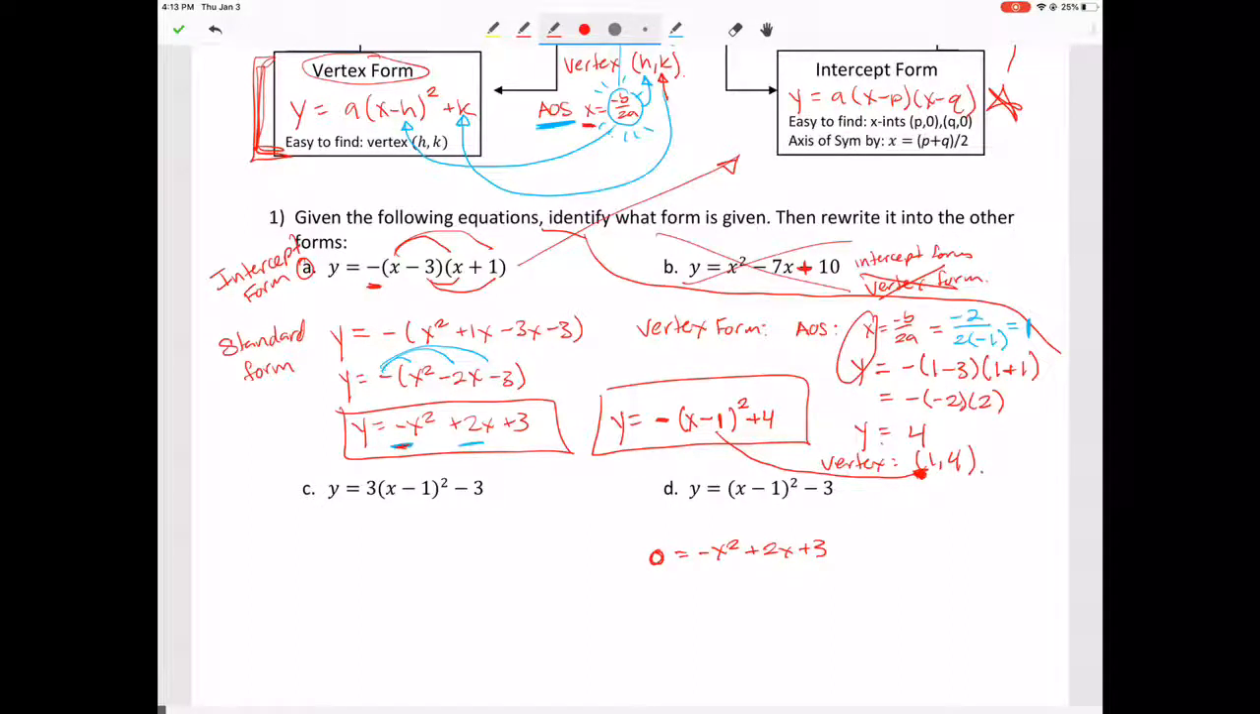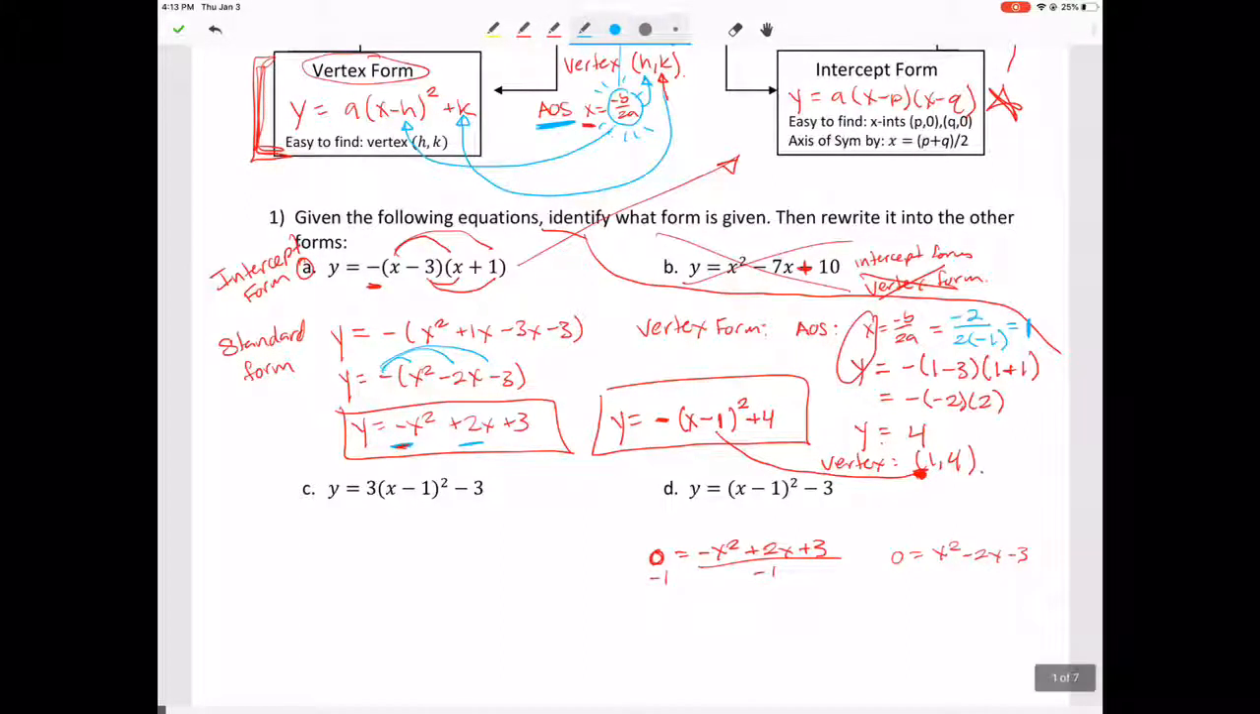You could even divide both sides by a negative 1 if you'd like, and that ends up giving you 0 equals x squared minus 2x minus 3. And then we need to subtract, or add 3 to both sides. So that gives us 3. We'll leave a spot because we're going to need something there. X squared minus 2x, and then I'll leave a spot.